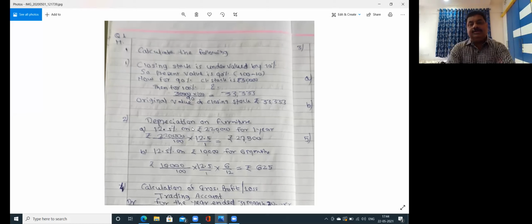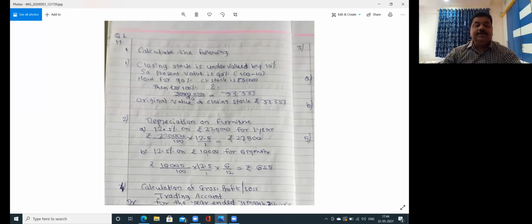With the calculate the following, the closing stock is undervalued by 10%. So the present value of the closing stock is 90%. I am requesting you all to write down the answers. How did 90% come? Let us assume the value of the closing stock is 100. It is undervalued by 10%, so the present value is 90%.